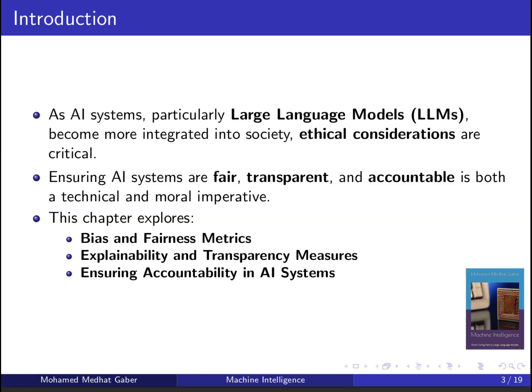This chapter aims to navigate these complex ethical landscapes, offering insights into how we can measure and mitigate bias, achieve transparency, and ensure accountability. By exploring these dimensions, we empower ourselves to develop AI systems that are not only intelligent but also align with our societal values and ethical standards. Together, we can steer the development of AI in a direction that maximizes its benefits while minimizing potential harms.